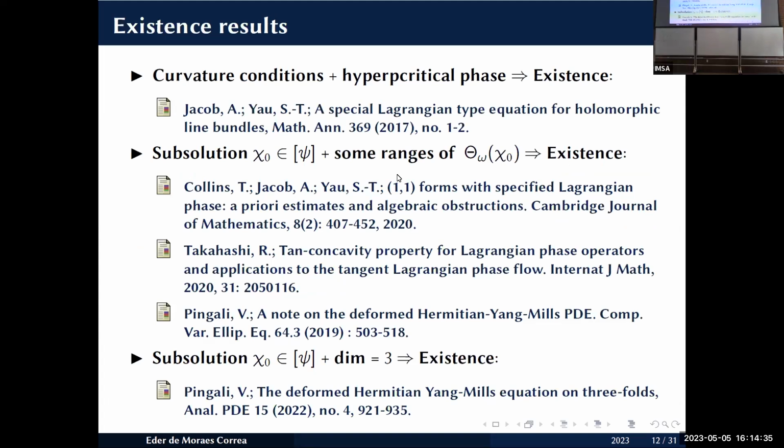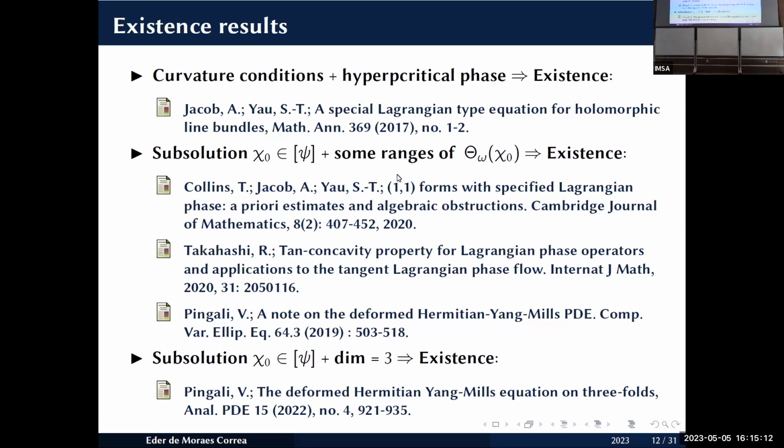So here we have some results related to resistance from the analytic point of view. In order to prove resistance from the analytic point of view, roughly speaking, we need some conditions. For example, in the paper of Yau, they proved that we can have resistance if the manifold satisfies certain curvature conditions plus some hypercritical phase. You have a geometric hypothesis on the manifold plus some condition on the phase. Once we have this, we can ensure the existence of the loop.